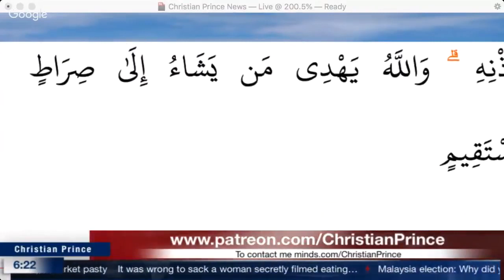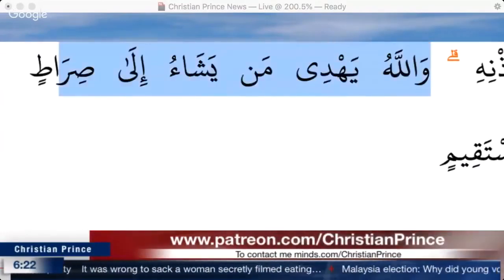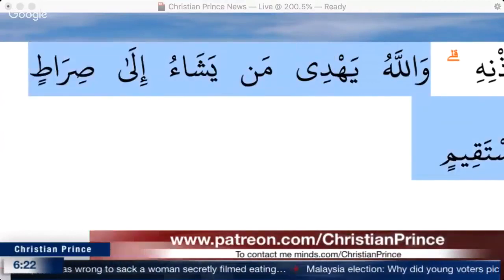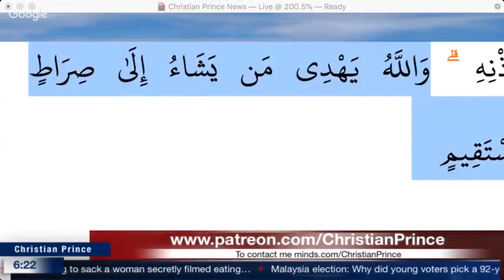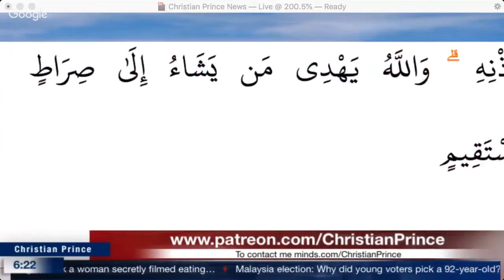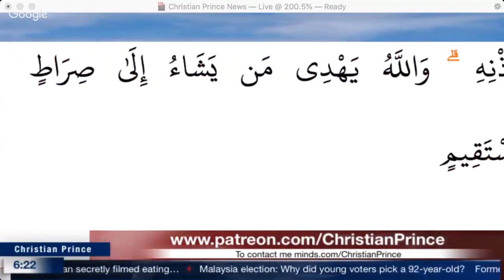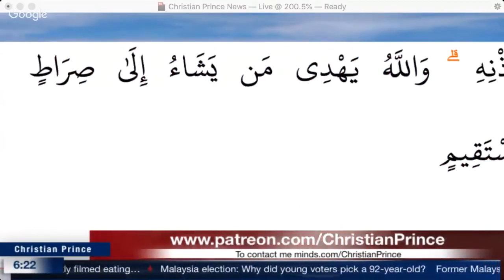It says, "Wallahu yahdi man yasha'u ila siratin mustaqim," and Allah guides whom He wishes to the straight way. So it is, at the end of the day, the wish of Allah. It's not your wish. Yes.